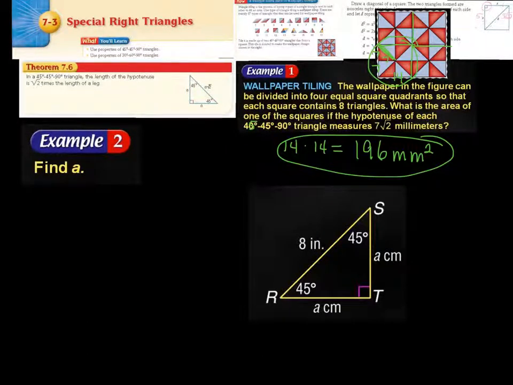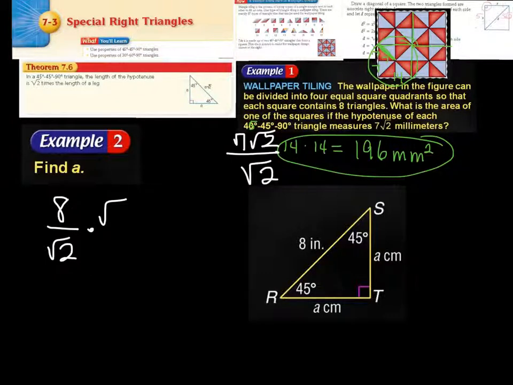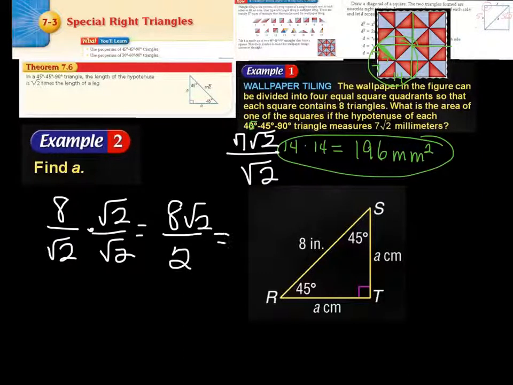So in example 1, to find a leg, we had to take 7 square root of 2 divided by square root of 2, that's our scale factor. Now this time, it's 8, but it doesn't have the square root of 2, rats. So to find a, we're going to take 8 divided by square root of 2, and we're going to have to rationalize the denominator. So take 8 times square root of 2 over square root of 2. So we have 8 square root of 2 over square root of 2 times square root of 2, which is 2. So that's going to be 4 square root of 2.